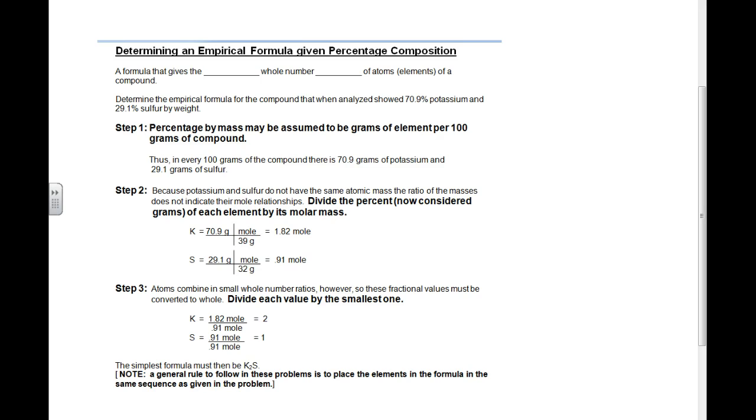Okay, next in the notes we have determining an empirical formula given a percent composition. So this is just the reverse of what we just barely did. Here we go, a formula that gives the lowest whole number ratio of atoms or elements of a compound. So what it always tells us is the lowest ratio: H2O, meaning a 2 to 1 ratio in water of H to O.